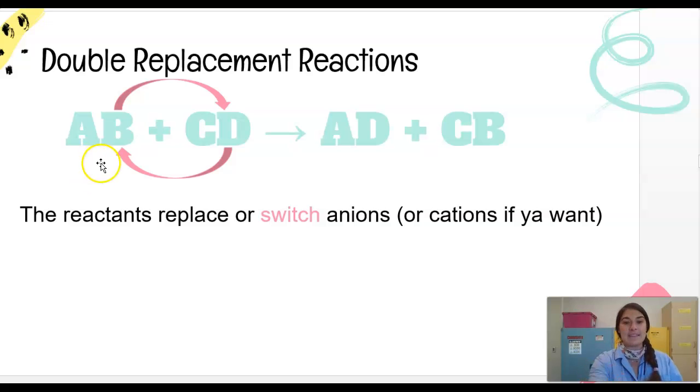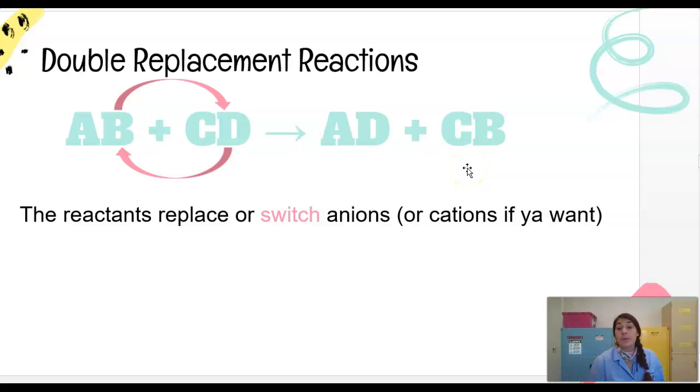And so your reactants, you've got two compounds here. You can switch the anions or the cations. It's a personal preference. I'm just demonstrating here by switching the anions because I have found that's what students do the most. But if you're a cation switcher, go for it. Doesn't matter. Okay? But the idea is that you are going to switch either the cations or the anions from one compound to another. So you can see here I switched B and D. So now A and D are together and C and B are together.